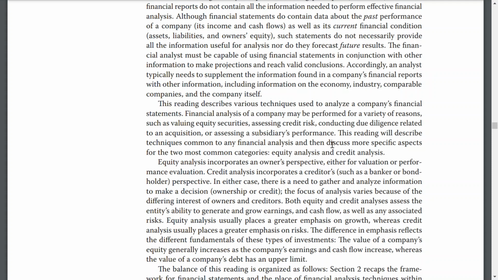This reading will describe techniques common in any financial analysis and then discuss more specific aspects for the two most common categories: equity analysis and credit analysis.